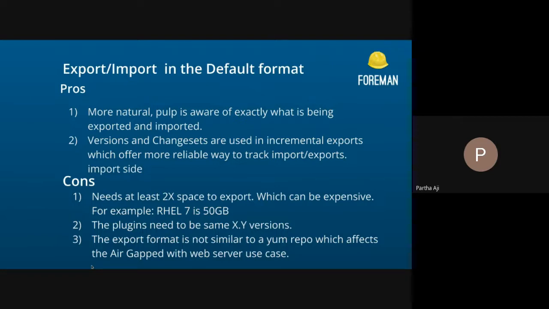The export format is also not similar to a YUM format. In that air gap with the web server use case, the picture where I showed you the web server on the other side and the downstream consuming from that web server, the format that Pulp exports in is not YUM. It's optimized for using changesets and the diffs it already has. Pulp is particular in the way it looks.